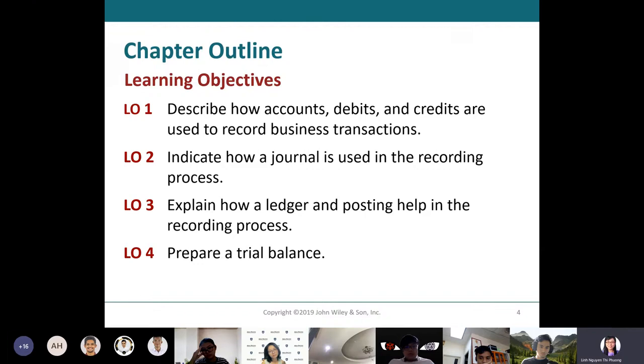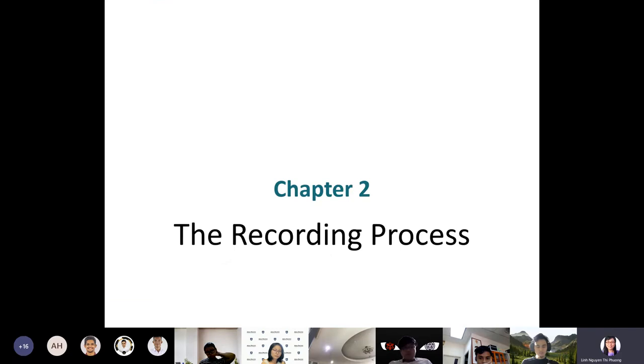And today we're going to learn about one of the activities, which is recording. We're going to look at the recording process. How do we record a transaction? What does it mean by account? What is debit? What is credit? How do we prepare the statements after we record all the transactions? So today we're going to learn about the recording process.